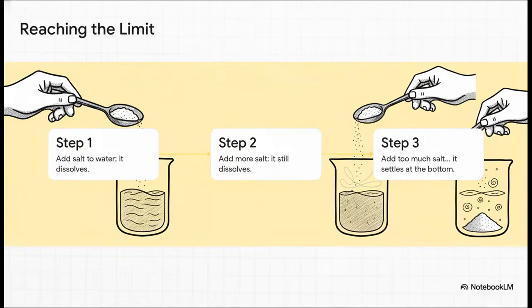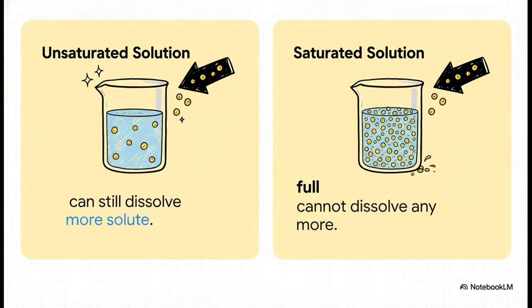You take a glass of water, add a spoonful of salt, and stir. Poof! It vanishes. You add another one, still dissolves. But then you go for that one extra spoonful, and suddenly, no matter how much you stir, it just won't disappear. It swirls around and settles right on the bottom. You've officially hit the limit. And this actually leads us to two important ideas. So, as long as the water could still dissolve more salt, we call that an unsaturated solution.